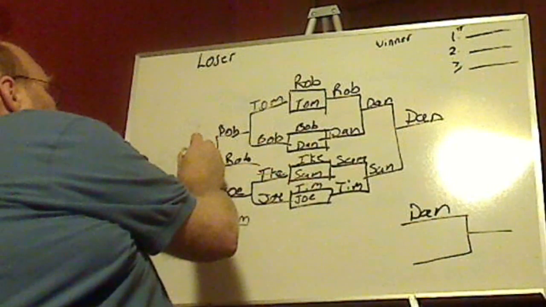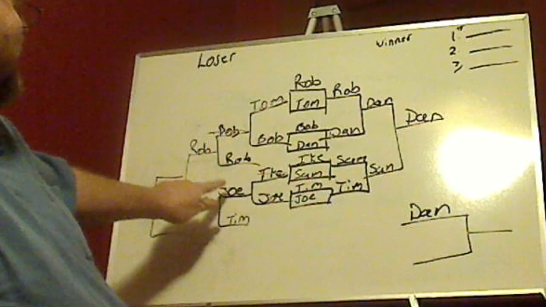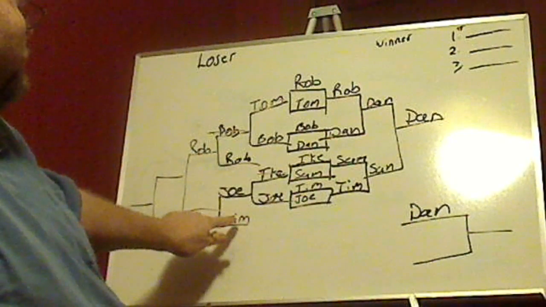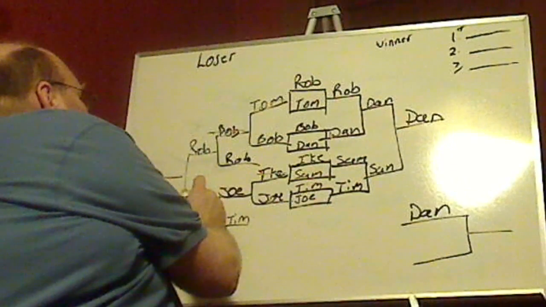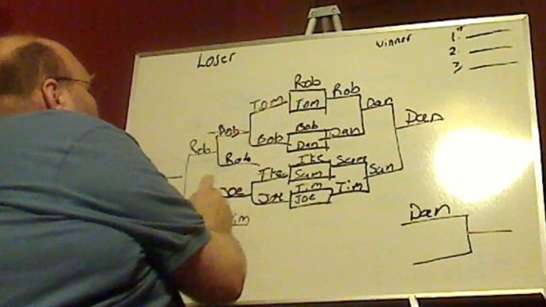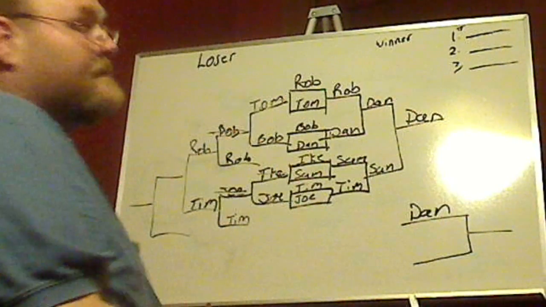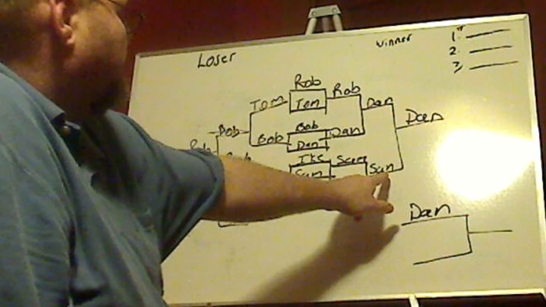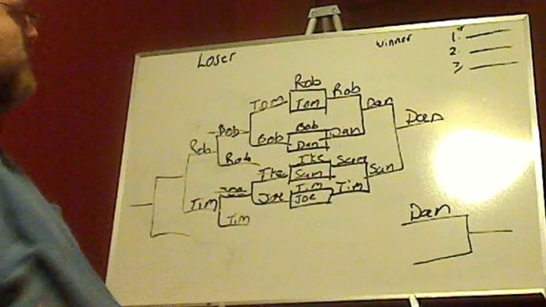Let's say Rob wins. So we're going to mark out Bob. We got Joe and Tim running, and we're going to let Tim win this one. So we got Tim over here. That leaves out Joe. Oh, I did forget. We forgot about Sam. He's only lost once, right? So Sam has got to go over here to this bracket.